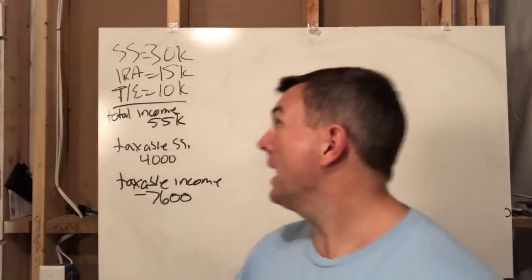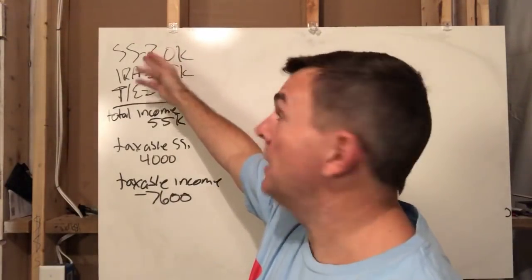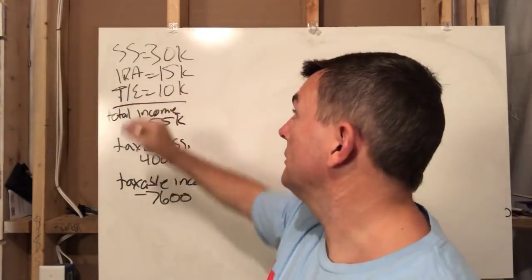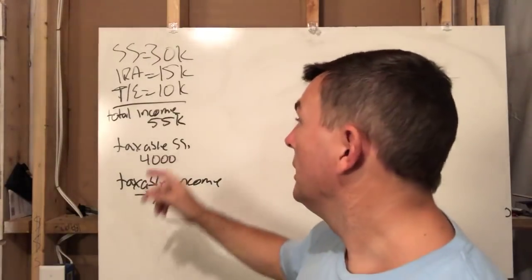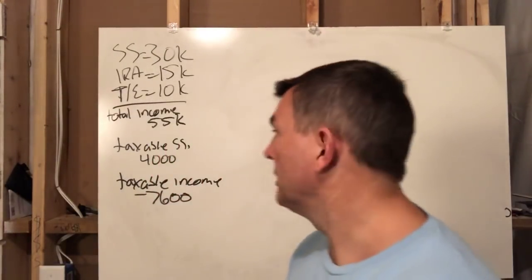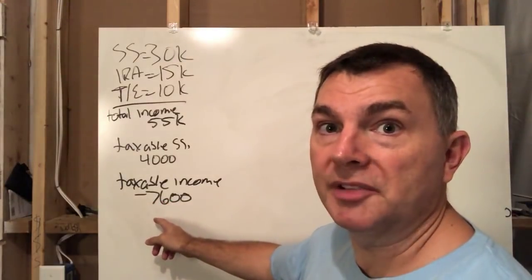So last time we had a Social Security of $30,000, IRA of $15,000, tax exempt interest of $10,000, and we're married filing jointly. We'll just say 66 years old for both couples. And they had negative taxable income of $7,600.